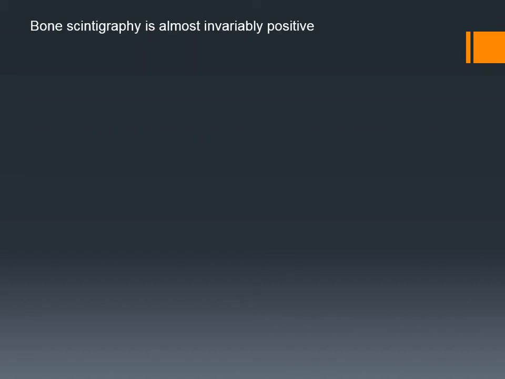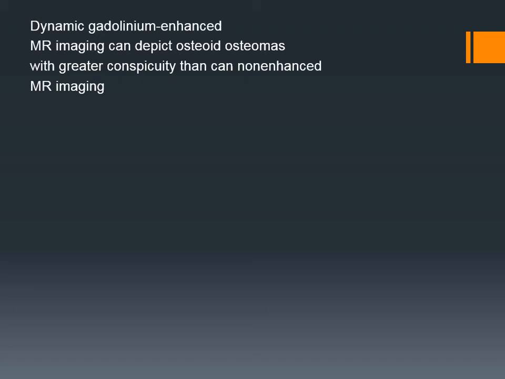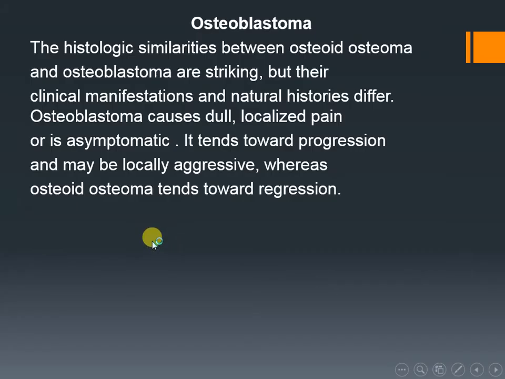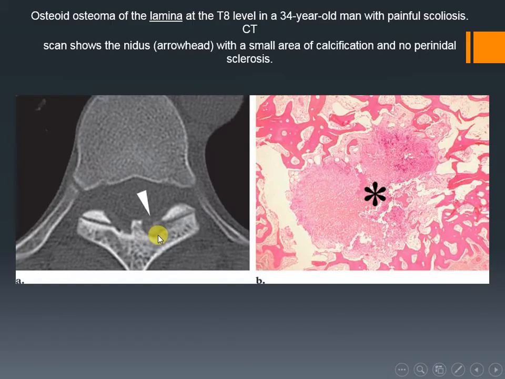Scintigraphy is almost invariably positive. Dynamic gadolinium-enhanced MR imaging can predict osteoid osteoma with greater conspicuity than can non-enhanced MR imaging. Osteoid osteoma of the lamina at T8 vertebra, 34 years. Which is the lucent part, and followed by some mild sclerosis of the neural arch.